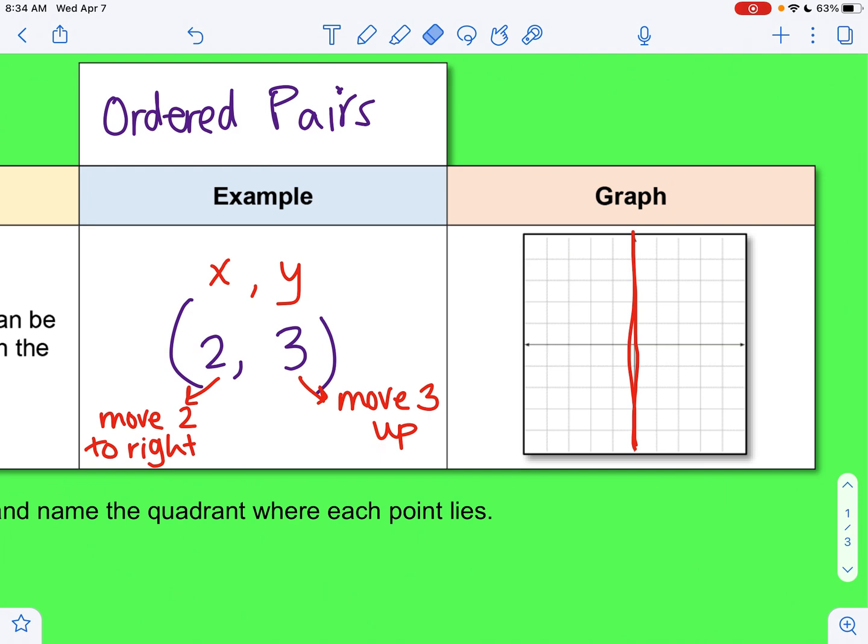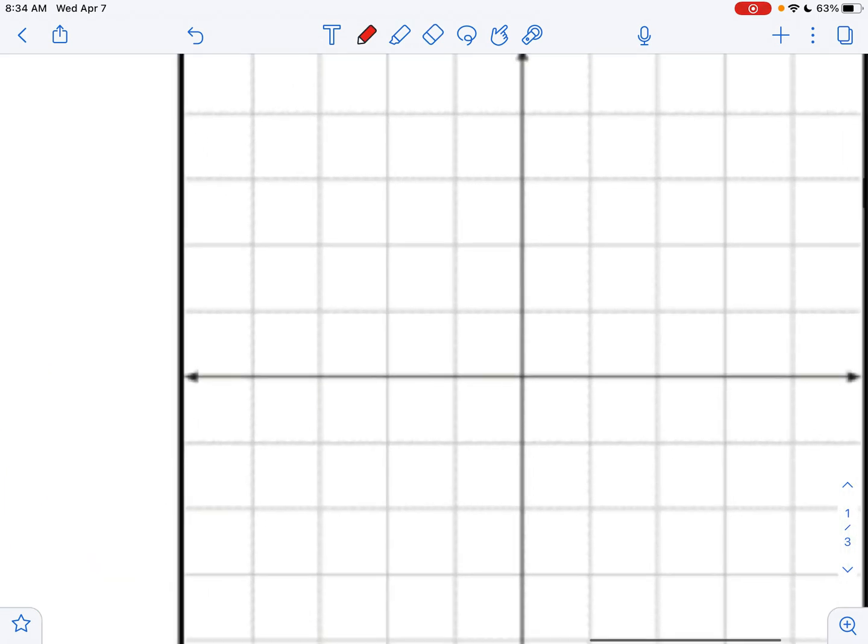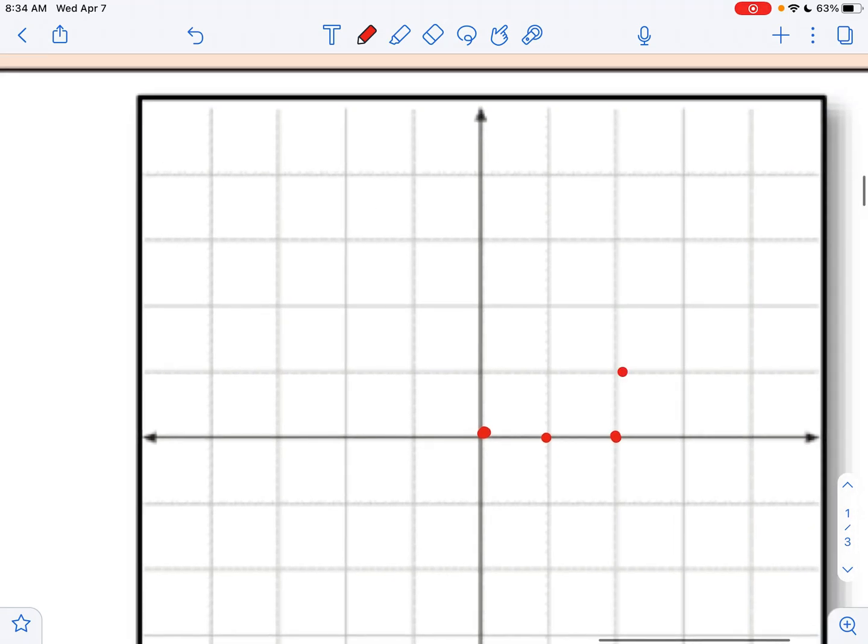Now let's practice. Our point is 2, 3. We always start at 0, 0. We are moving 2 to the right on our x-axis. So over 1, over 2, that's where we'll start. And then we're moving 3 units up. So we go up 3, 1, 2, 3. This right here is our point. All these little dots do not matter.